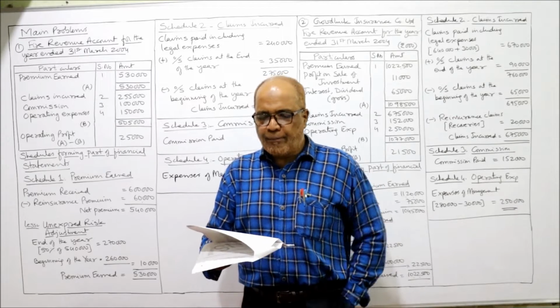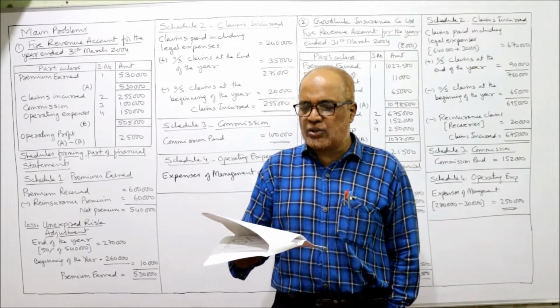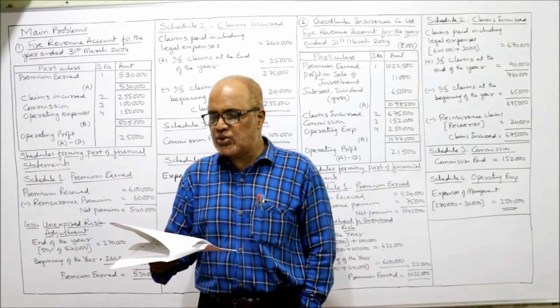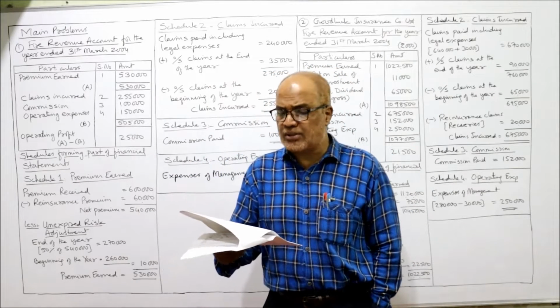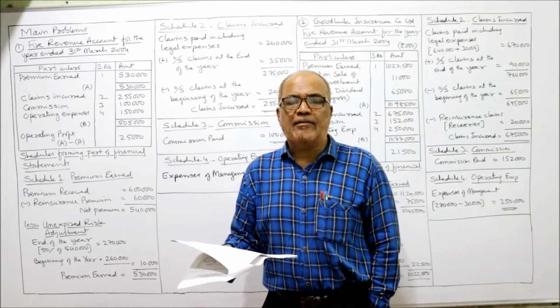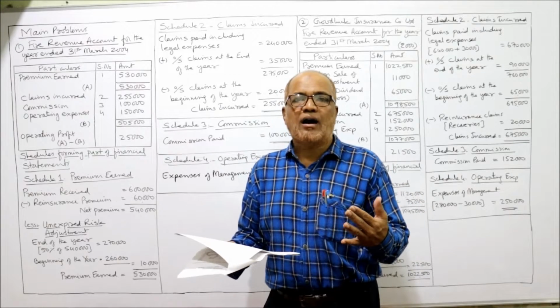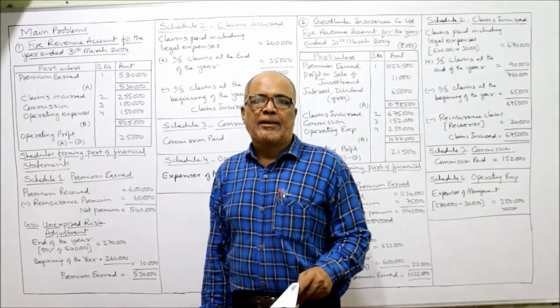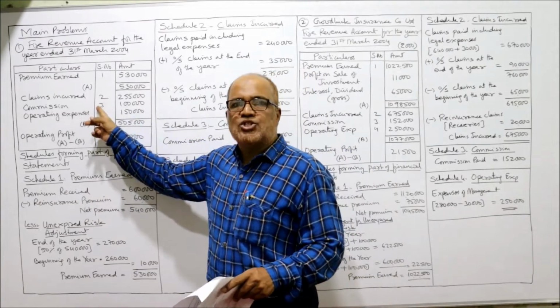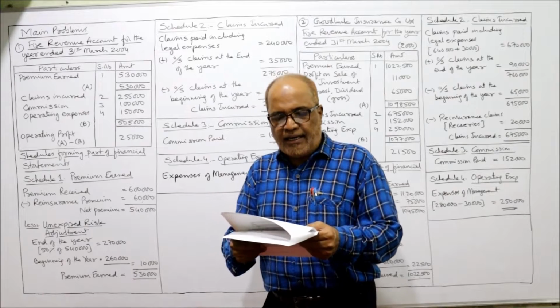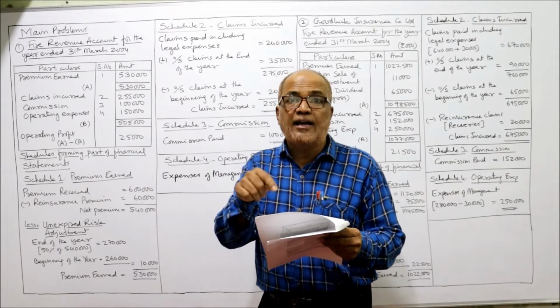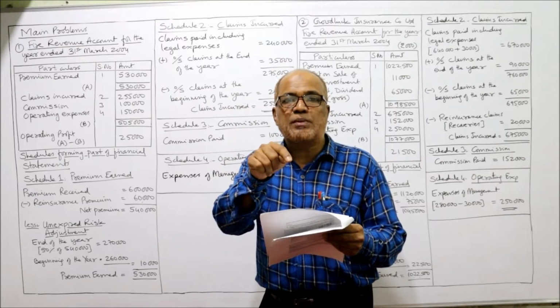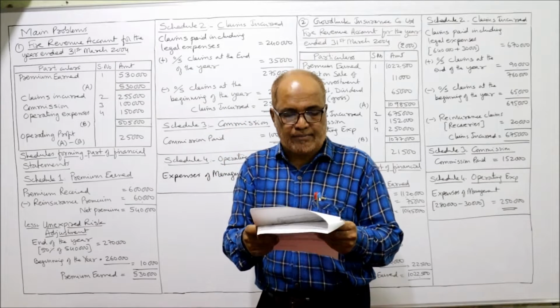From the following, prepare the fire revenue account for the year ended 31st March 2004. Rupees in thousands. Claims paid will come in schedule number 2, claims incurred. In this schedule, we'll take claims paid. Legal expenses regarding claims will be added to claims.